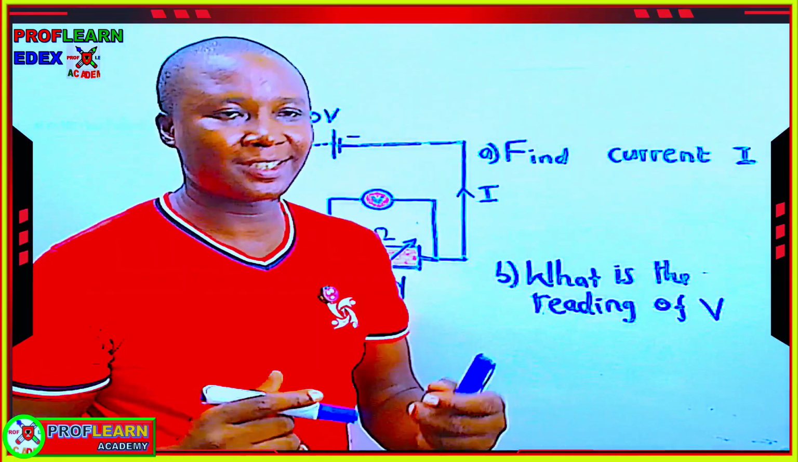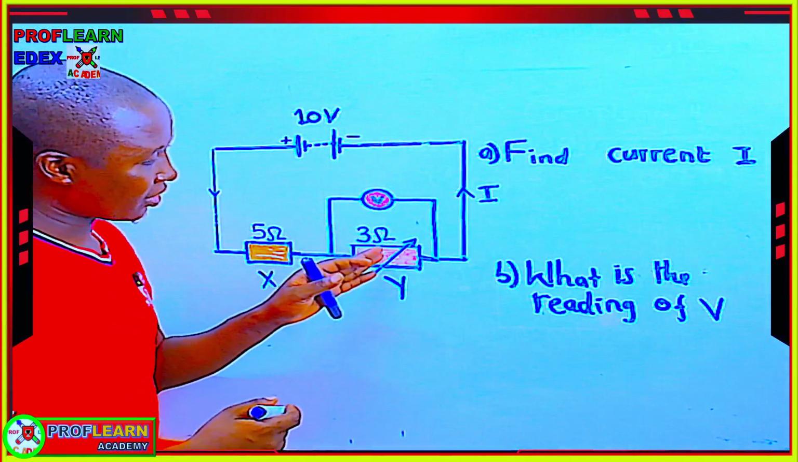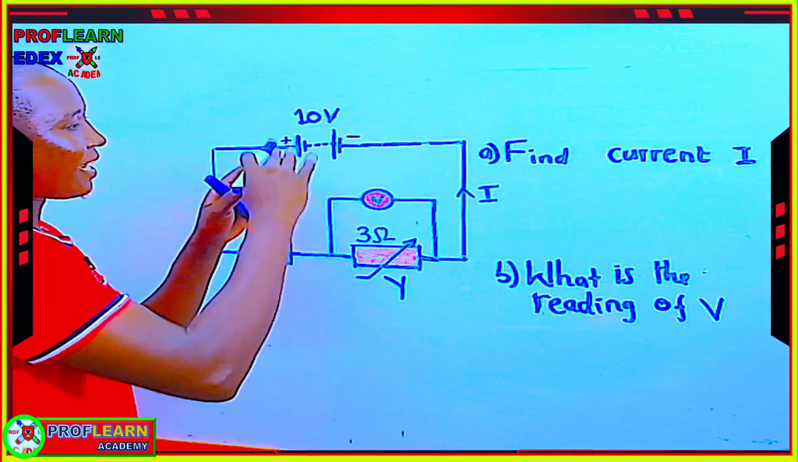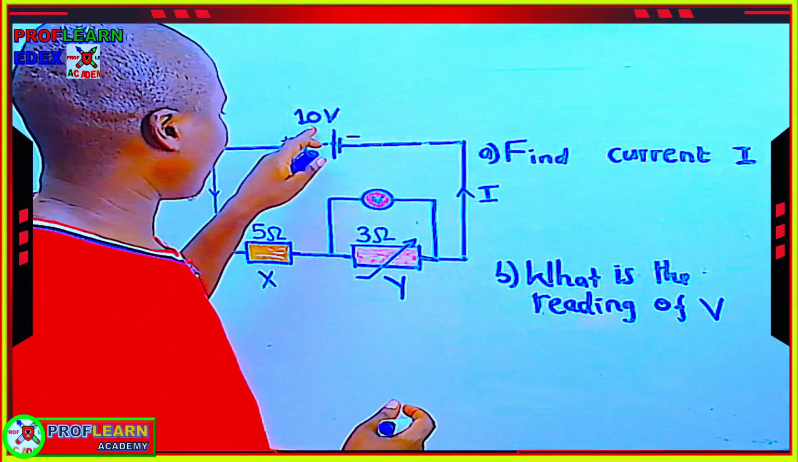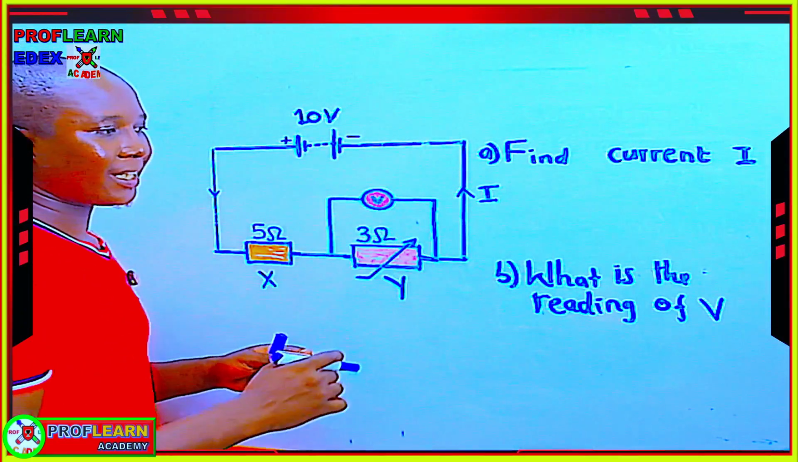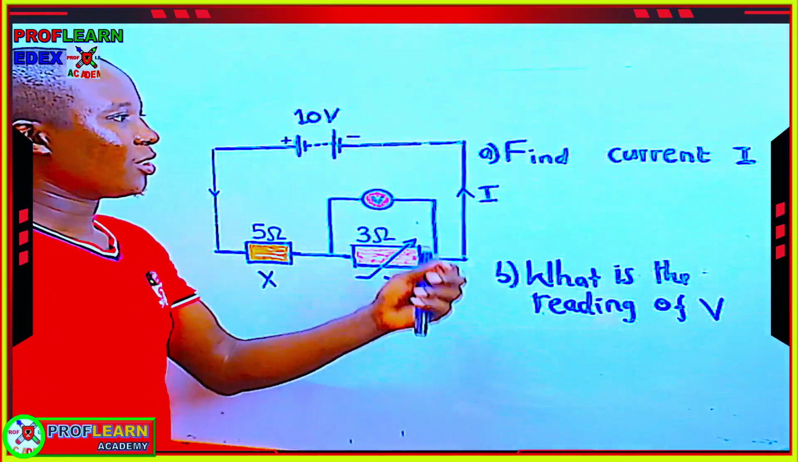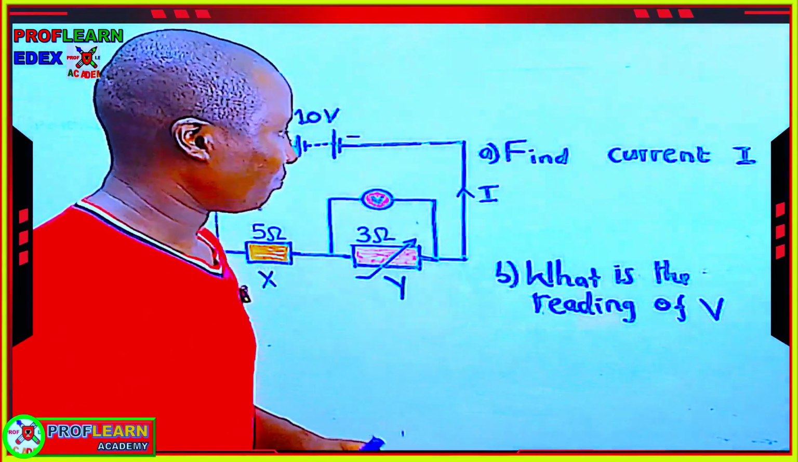can be adjusted. Now we have a 5 ohm resistor, we have a 3 ohm resistor, which is a variable resistor, and all these are supplied by the EMF voltage of 10 volts, and a current I is running through the circuit. So you are supposed to find the current I. What are you supposed to do?